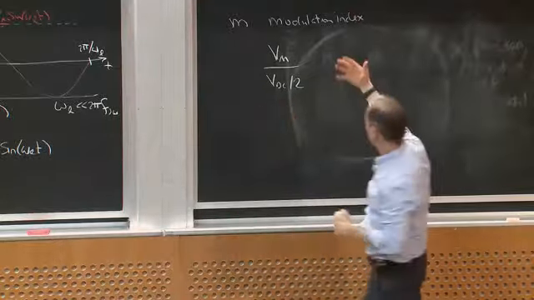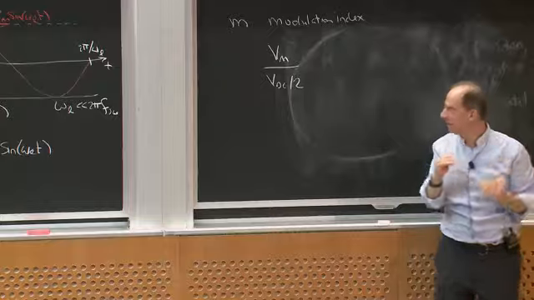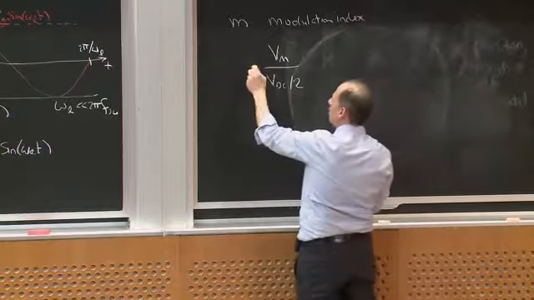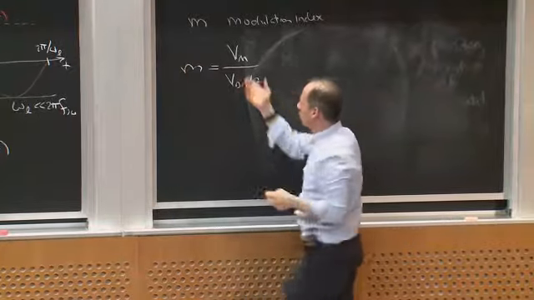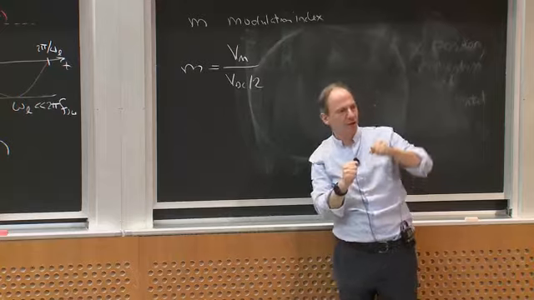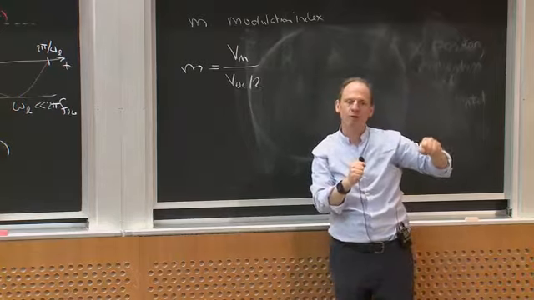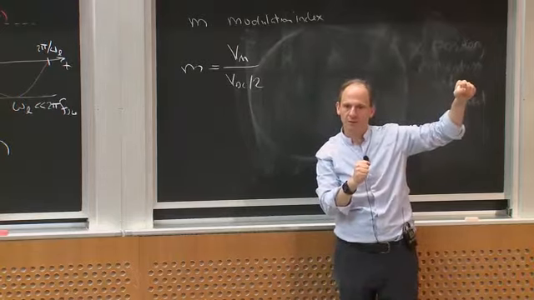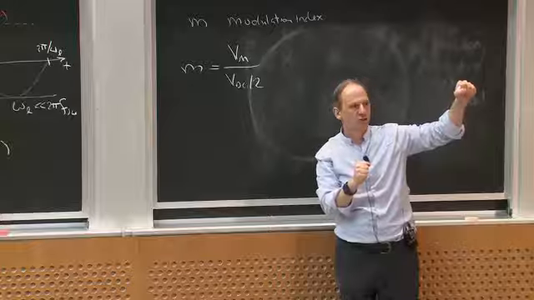If, at least with what I've told you so far, I make m greater than 1, or V sub m bigger than VDC over 2, then what will happen is I'll stop switching for part of the waveform and I'll start distorting. Any questions about that?